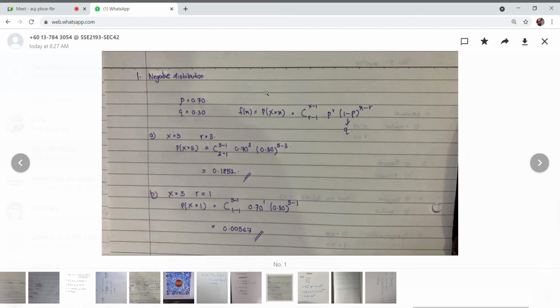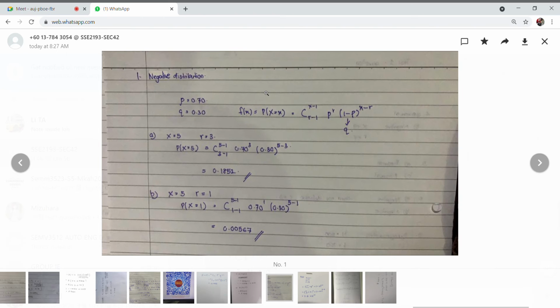Okay, look at the answer from number 1 from your friend. Okay, number 1 is okay. Number 1 is no problem. Okay, using negative binomial. For this one, P is 0.27, Q is 0.3. For this one, X is 5, R is 3. It is okay. Just using formula, we can get the answer 0.1852.